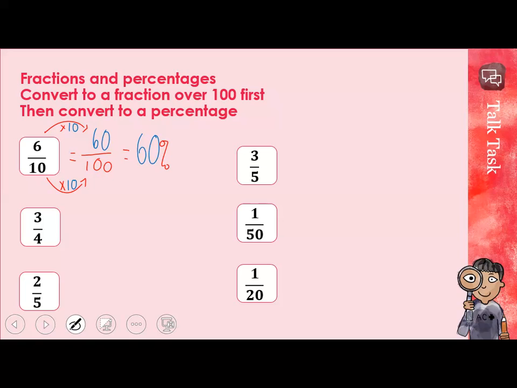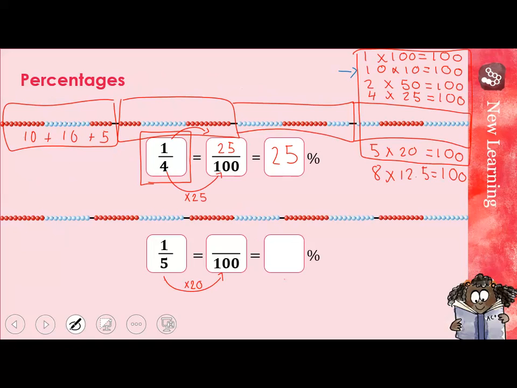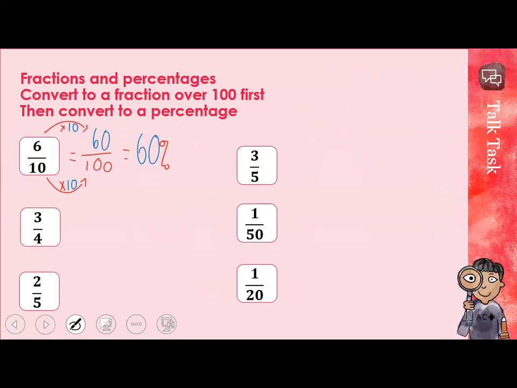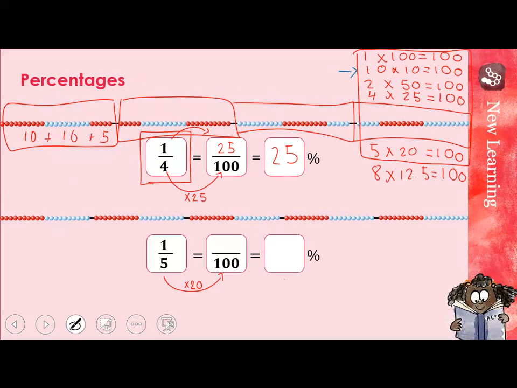Okay, welcome back. Don't worry if you are getting a little bit lost with these. Remember, again, I'm going to encourage you, if you are getting stuck with this bit, I don't know what to multiply the denominator by to get to 100, I'm going to encourage you to write these down somewhere.